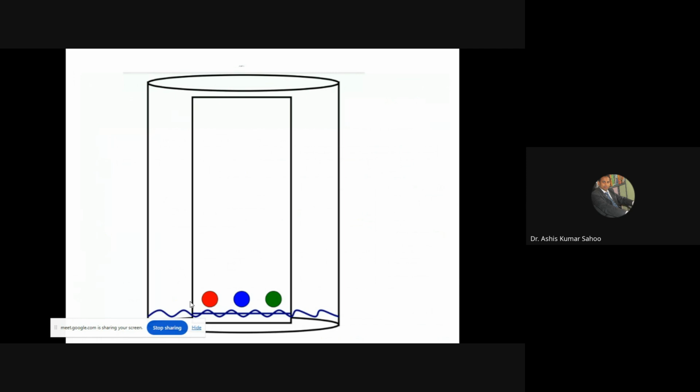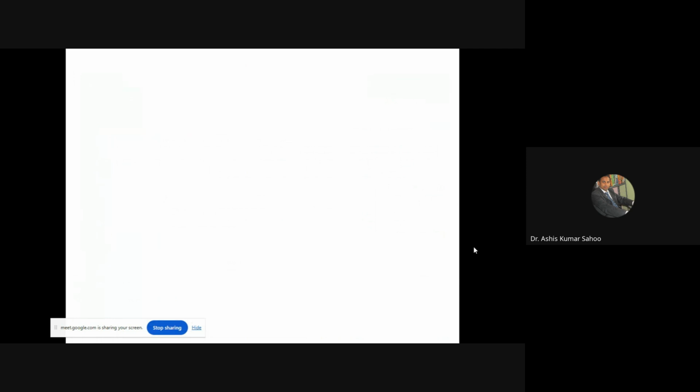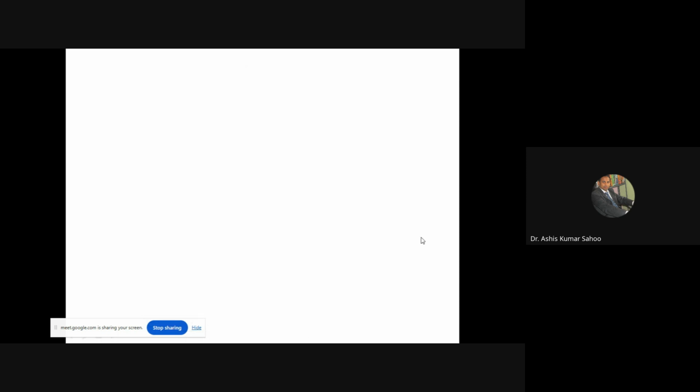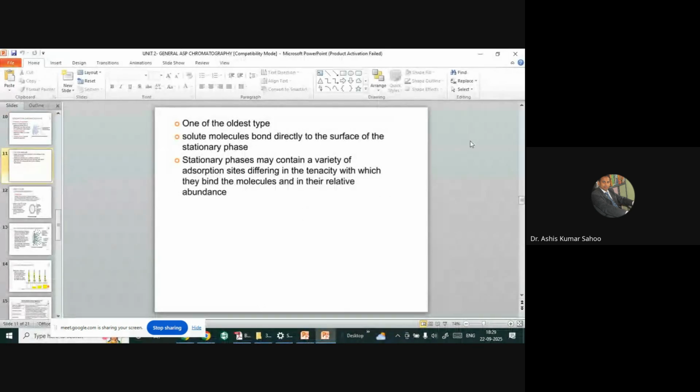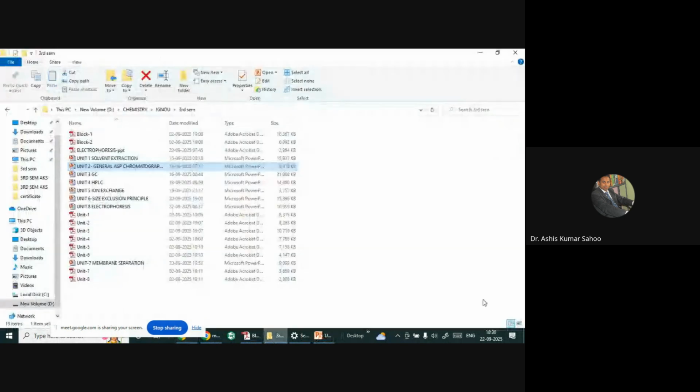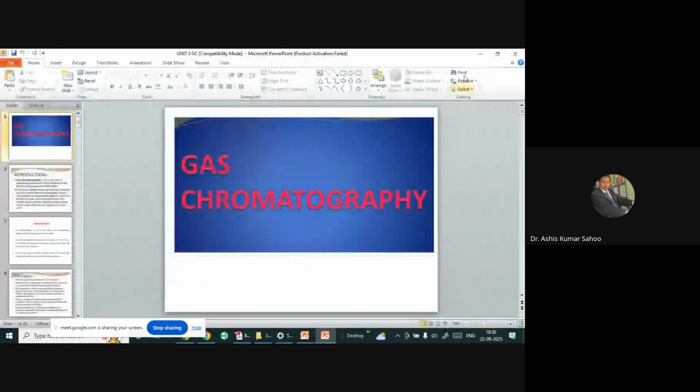We can see this is a thin layer. We can give different spots here. Aqueous solvent will flow and that will capillarize, and we will get different spots. So these are the basic concepts of chromatography. We'll see them one by one. So first we'll start with gas chromatography.